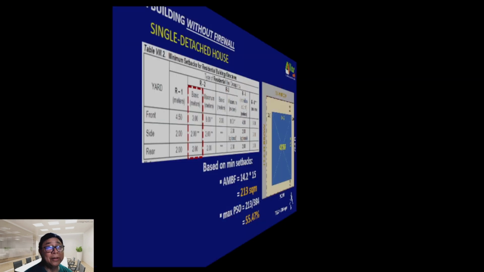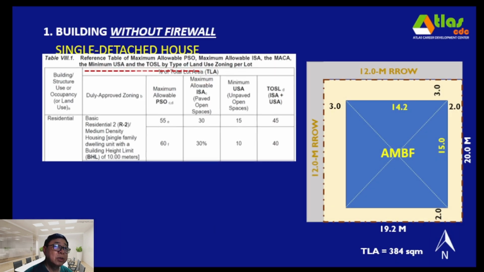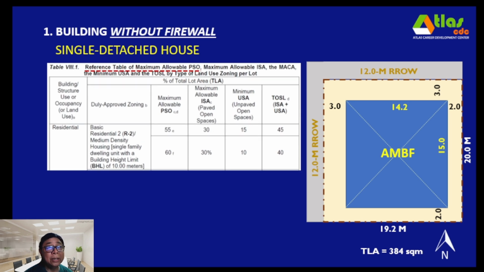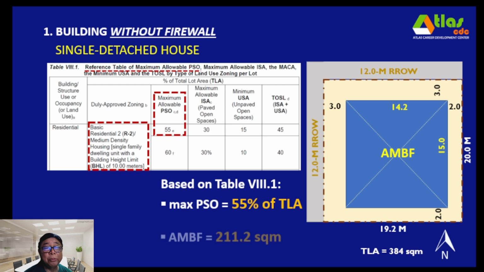And we are to compare this value of the AMBF and the maximum PSO with the other values provided in other tables of Rules 7 and 8. So here we have Table 8.1, a reference table for the maximum PSO. And here it indicates that for a basic R2 without firewall, the maximum PSO is at 55% of the total lot area. Which means our AMBF here will be at 211.2, or 55% of 384 square meters.